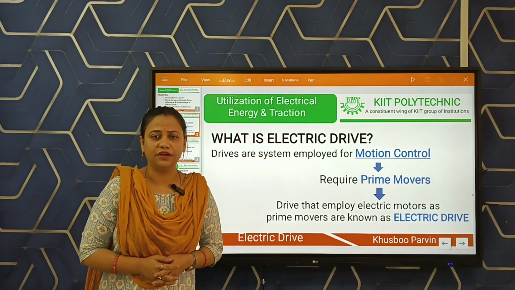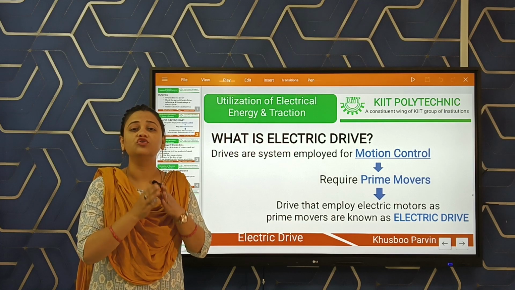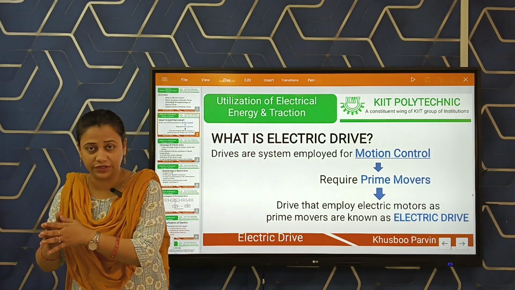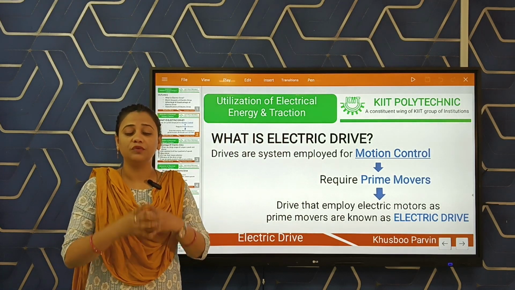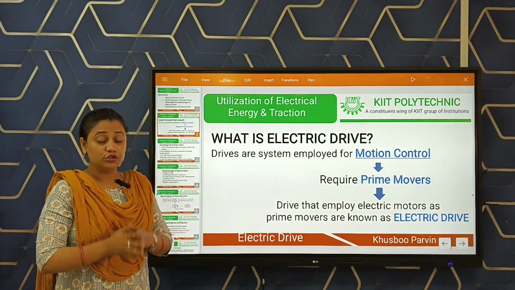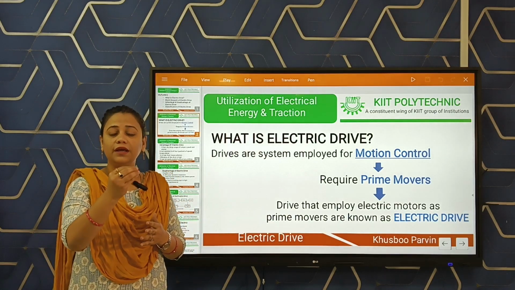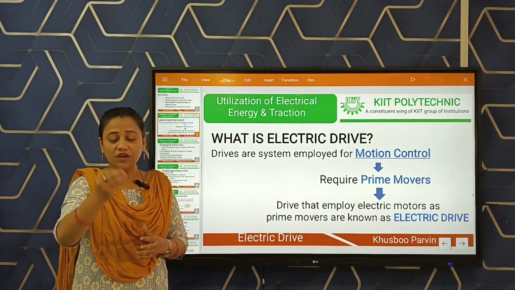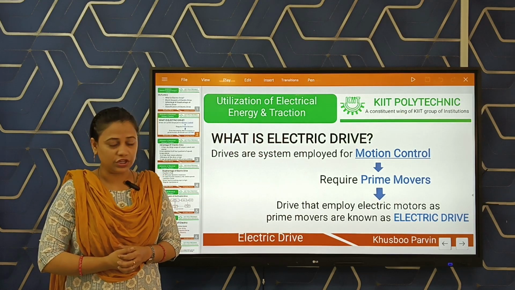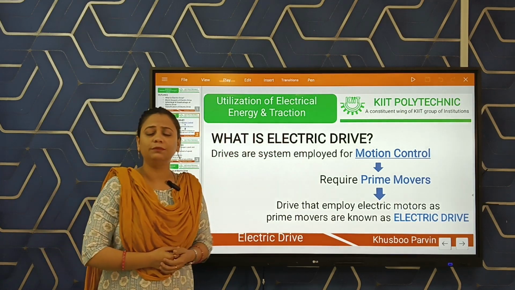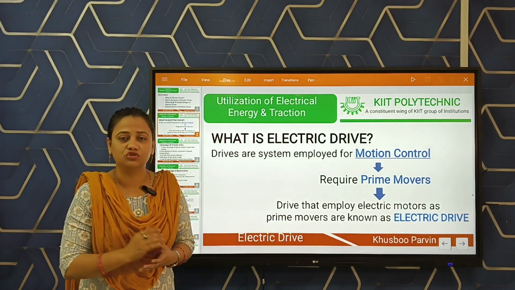What is electric drive? Electric drive is a system which is generally used to control the motion of an electric machine. The motion of the electric machine can be controlled with the help of the prime mover. So what is a prime mover? The function of the prime mover is to provide mechanical energy to the drive, and the drive will control the motion of the electrical machine. The prime mover we use may be a diesel engine, petrol engine, steam engine, etc.